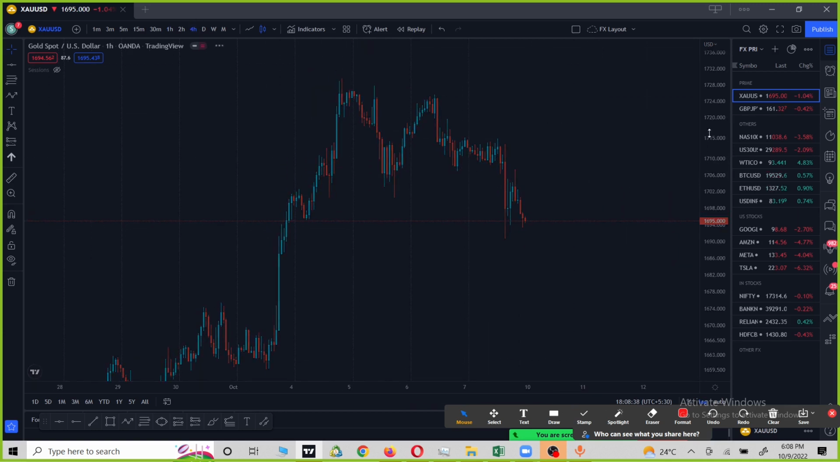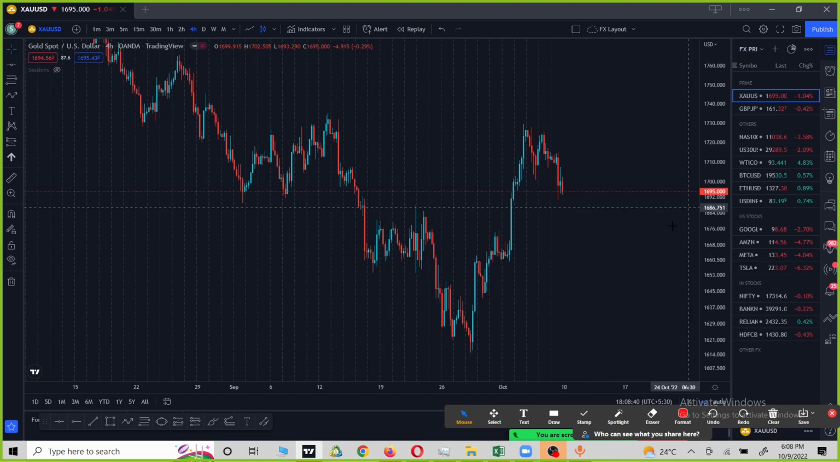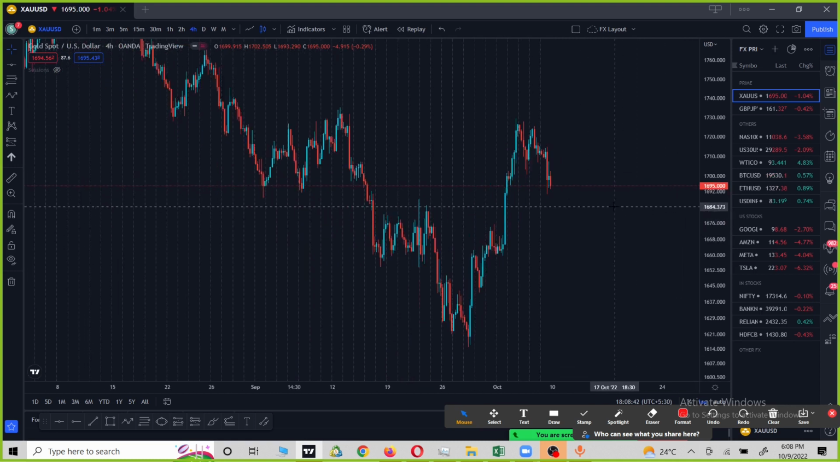If we talk about the possible trading opportunities or scalping trading opportunities, before talking about that, let's come back to the 4-hour time frame and mark our major support and resistance zones.